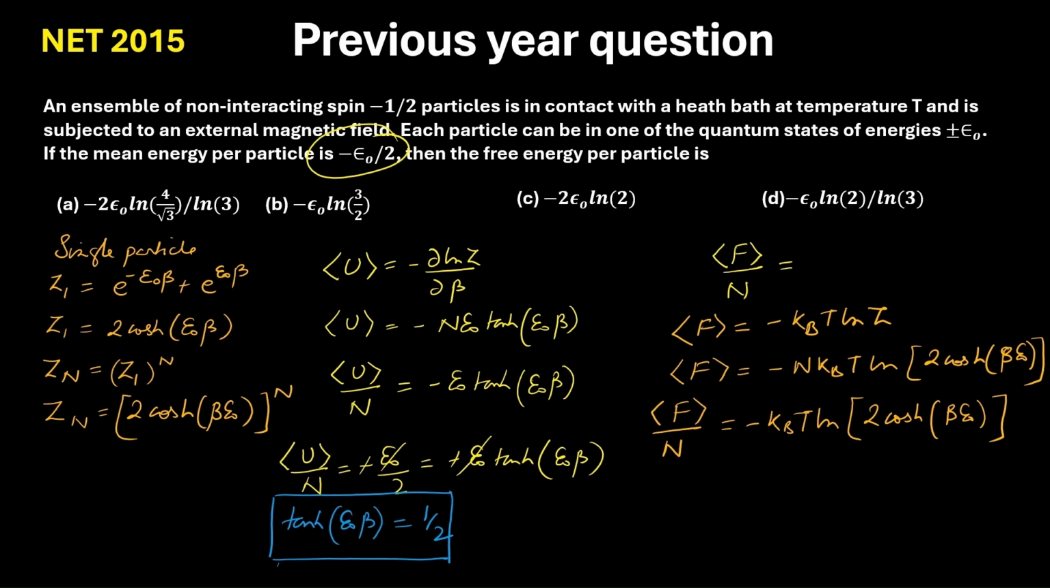Now see, here we need the information of this cosh(beta epsilon naught). This we can find from here by using basic trigonometry. So by using basic trigonometry, you'll find that if tanh(beta epsilon naught) is equal to 1 by 2, then cosh(beta epsilon naught) will be equal to 2 by root 3. So this you can substitute here.